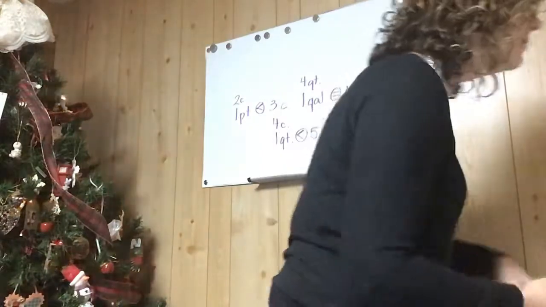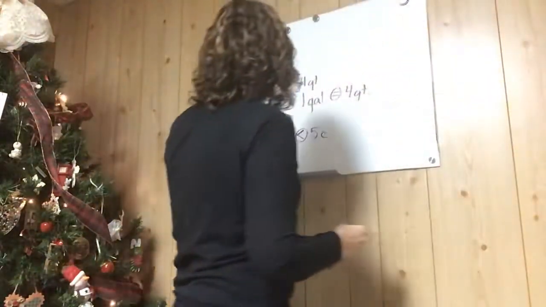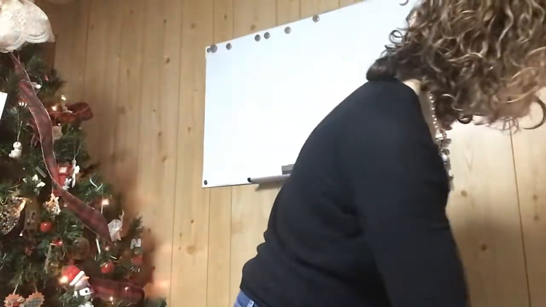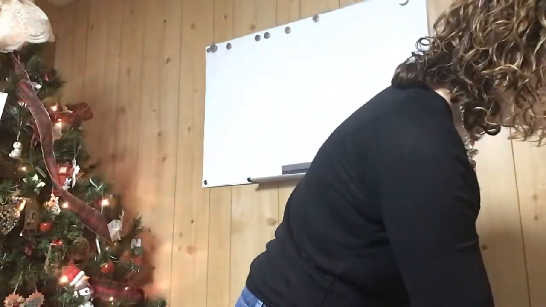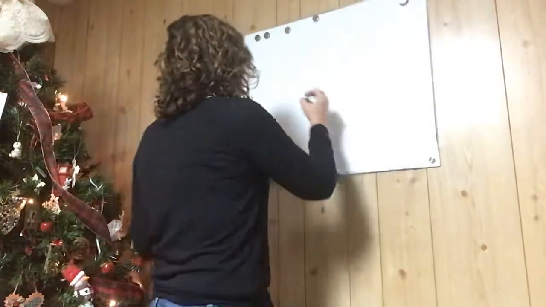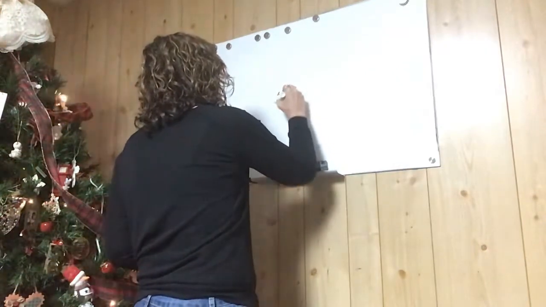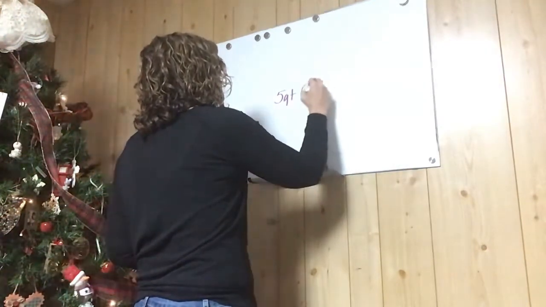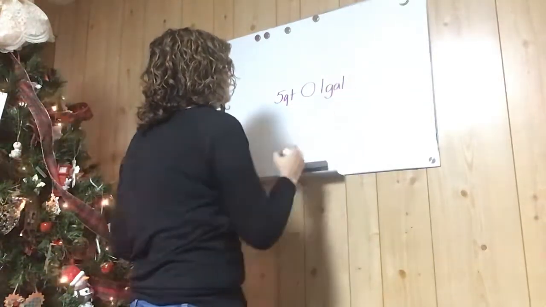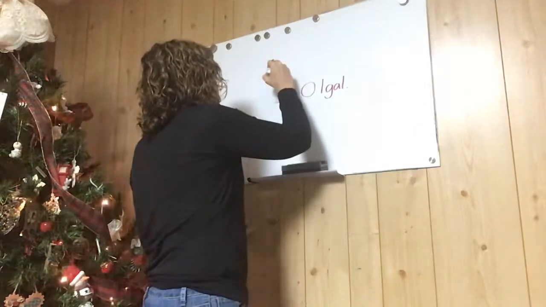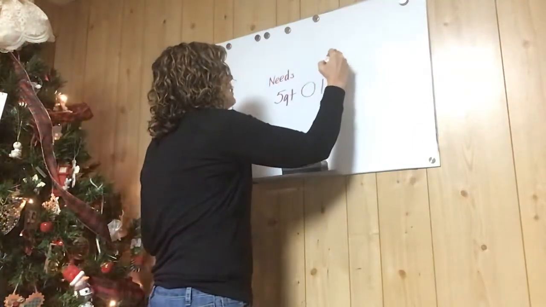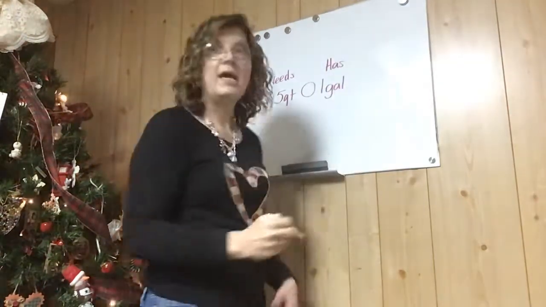And I've lost my eraser. There it is. All right, so I'm going to erase this. And it says that Dad has 1 gallon of oil, and he needs 5 quarts. All right, so Dad needs 5 quarts. So write 5 quarts. And he has 1 gallon, right? So this is what he needs, and this is what he has, okay?